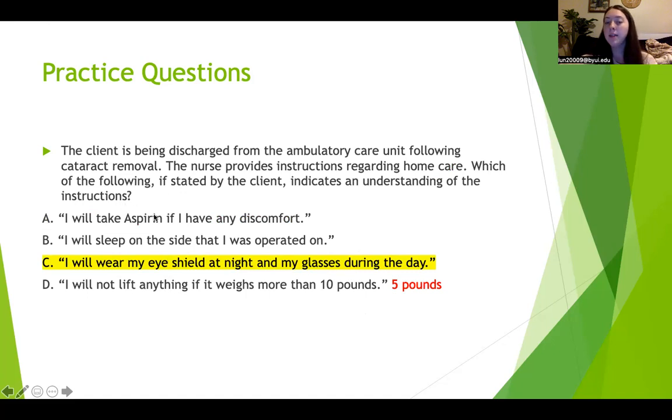Taking aspirin if they have any discomfort is wrong. This is a blood thinner, and we want to avoid those in the immediate post-op period of eye surgery. You want to sleep on the side that wasn't operated on to avoid injury. And D, I will not lift anything if it weighs more than 10 pounds. The rule is 5 pounds, so 10 pounds is too heavy.